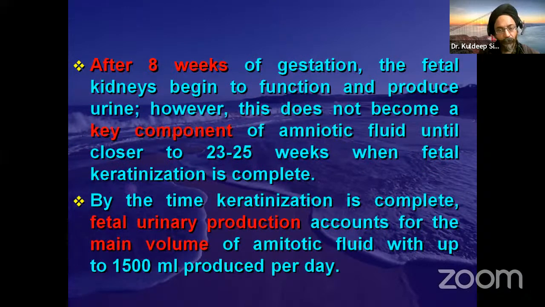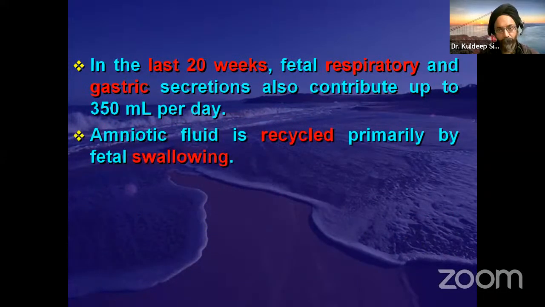Once we start off, after 8 weeks of gestation, the fetal kidneys begin to function and they produce urine. It's not a key component till we start looking from 20 weeks onwards. The fetal urinary production is the main volume of amniotic fluid. This is all a little theoretical, but I'll come on to the ultrasound pictures as well.